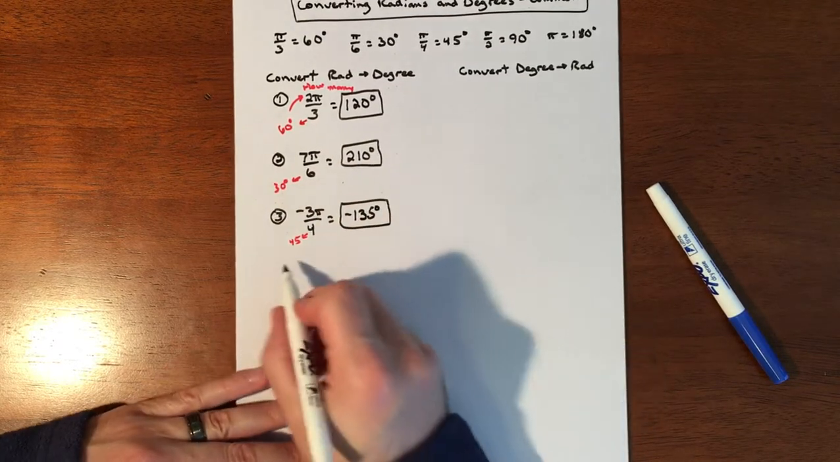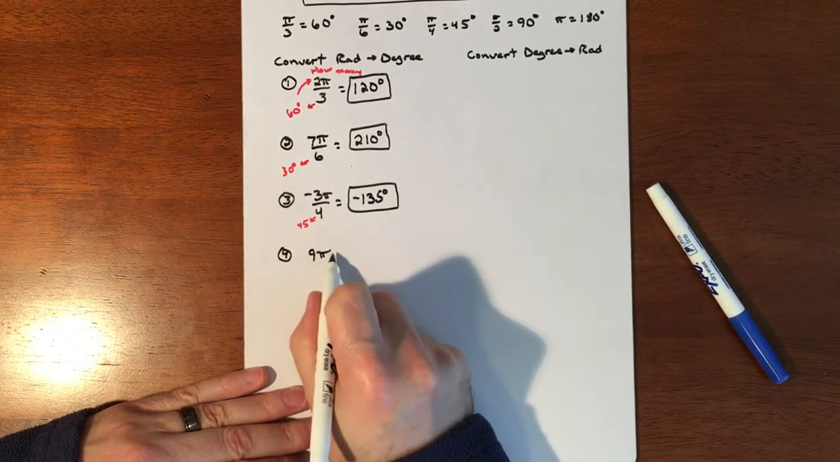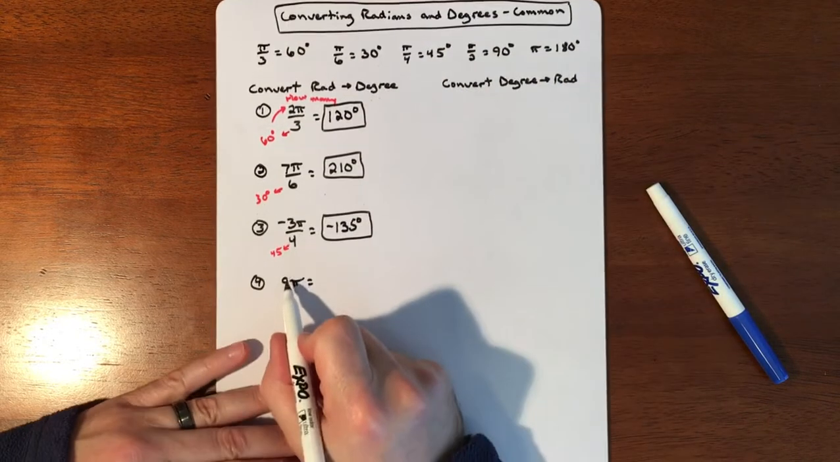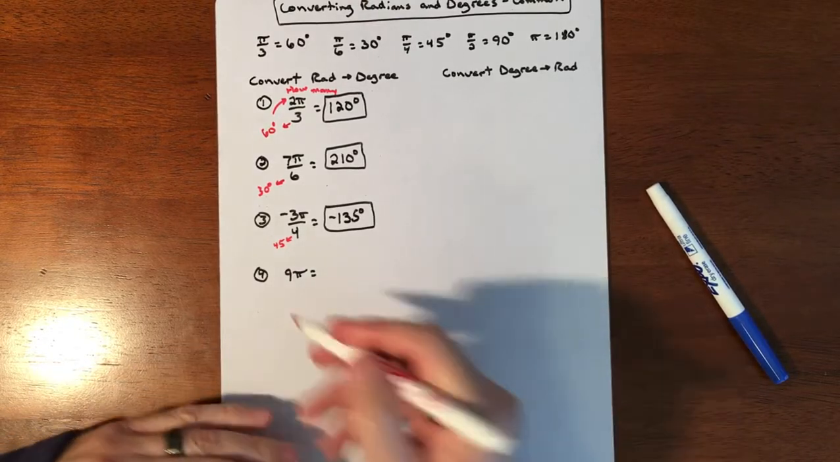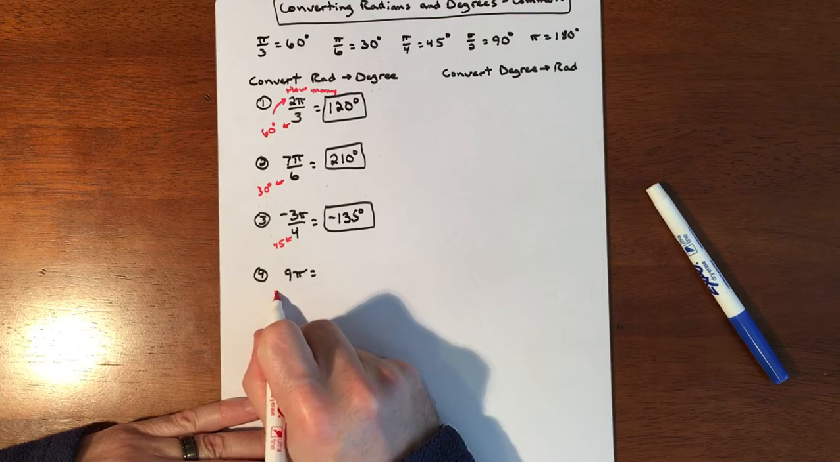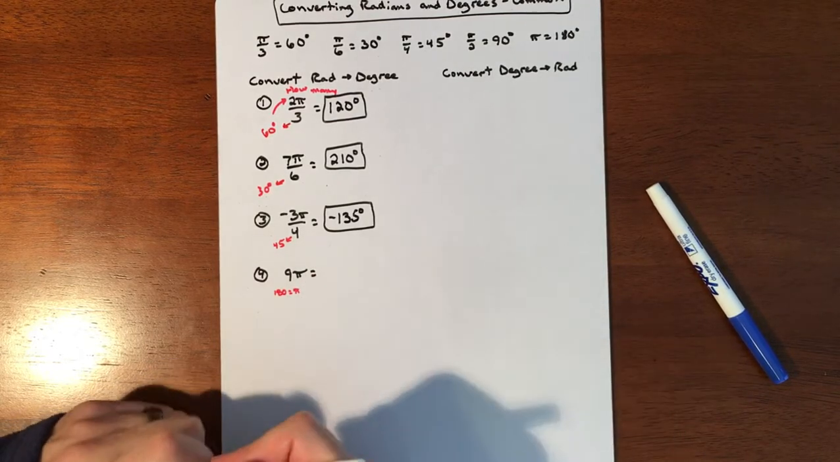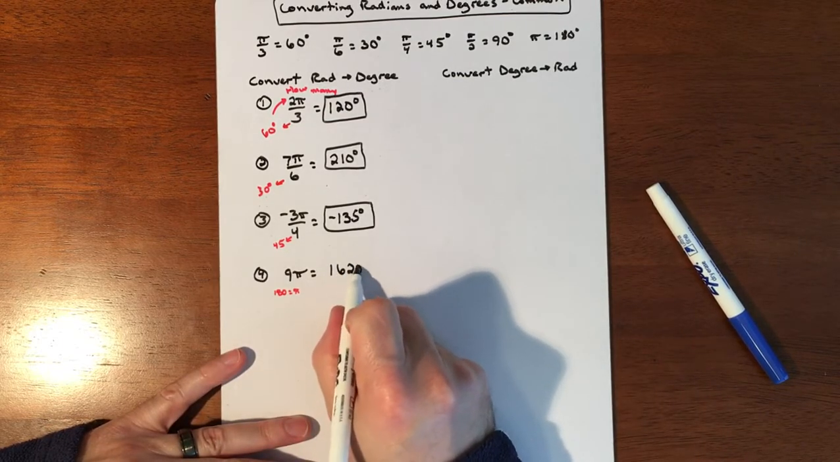All right? And then if you just had 9 pi, if 1 pi is 180, 9 pi is going to be 9 of them. So you're looking at 180s, which are your pi's. There's 9 of them. If you multiplied 9 times 180, you would get 1,620 degrees.